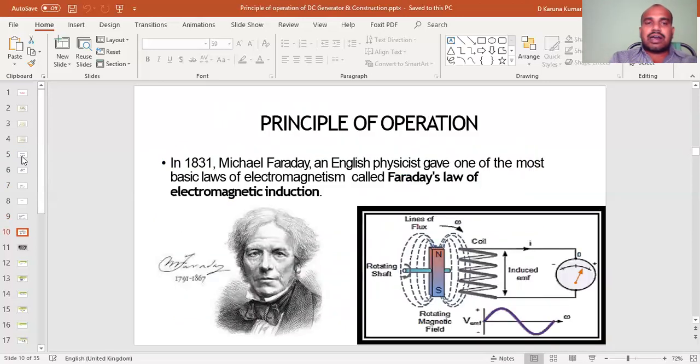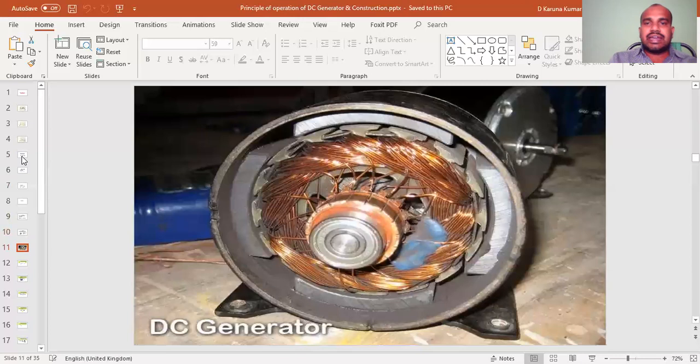In 1831, Michael Faraday, the English physicist, gave one of the most basic laws of electromagnetic induction, called Faraday's laws of electromagnetic induction. Whenever a conductor cuts the magnetic field, an EMF is induced in the conductor. That is the first law. The second law is that the EMF is directly proportional to dφ/dt.